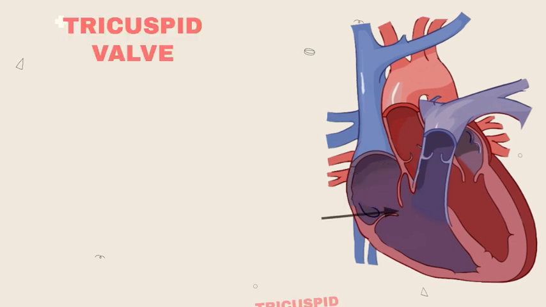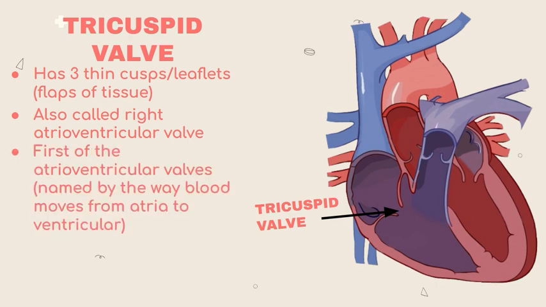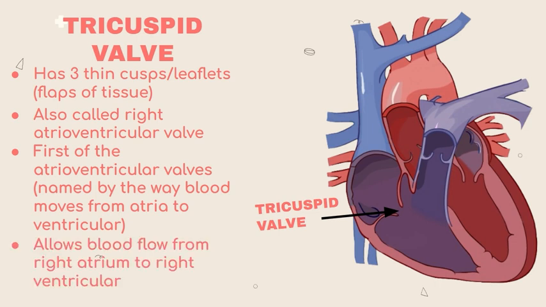The first of the valves is the tricuspid valve. It has 3 thin cusps, or leaflets, which are just flaps of tissue that give it its name. It is also called the right atrioventricular valve, and it is the first of the atrioventricular valves. They are named like this because of the way blood moves from the atria to the ventricles. This valve allows blood to flow from the right atrium to the right ventricle.